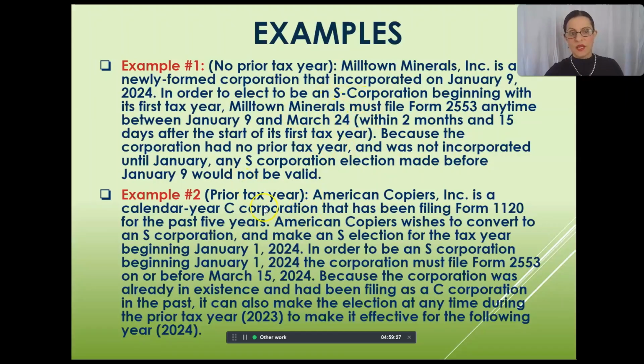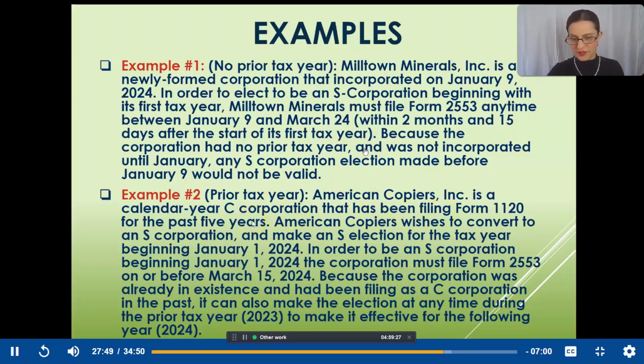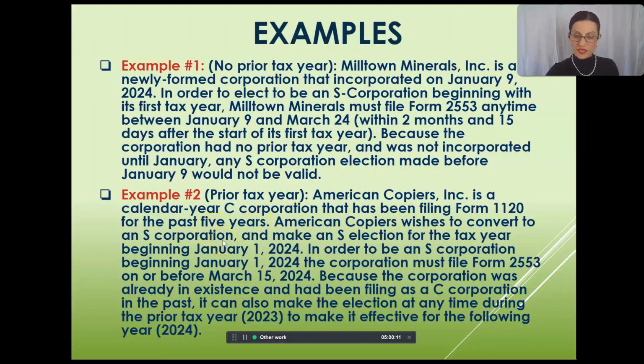Example number 2. This is when the corporation had a prior tax year. American Copiers, Inc. is a calendar year C corporation that has been filing Form 1120 for the past 5 years. So it's been a C corporation and it has been filing as a C corporation, Form 1120, for the last 5 years. American Copiers wishes to convert to an S corporation and make an S election for the tax year beginning January 1st, 2024. They want to be treated as an S corporation starting with the new tax year.